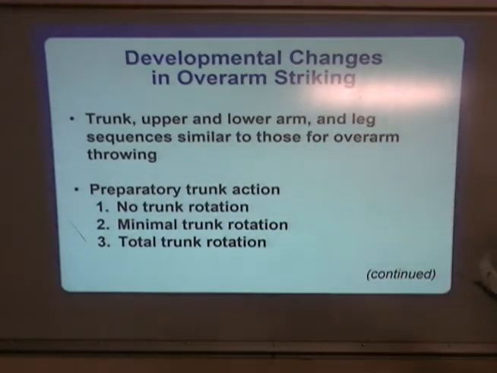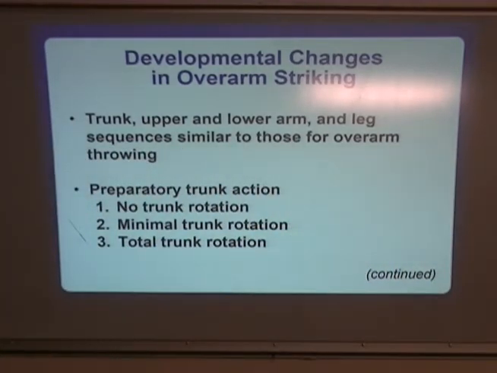The components that they're looking at, trunk, arm, leg sequences, are very similar to throwing, all right? So no trunk rotation initially, some trunk rotation, and then we're expecting complete trunk rotation as a competent level for that component. Okay.